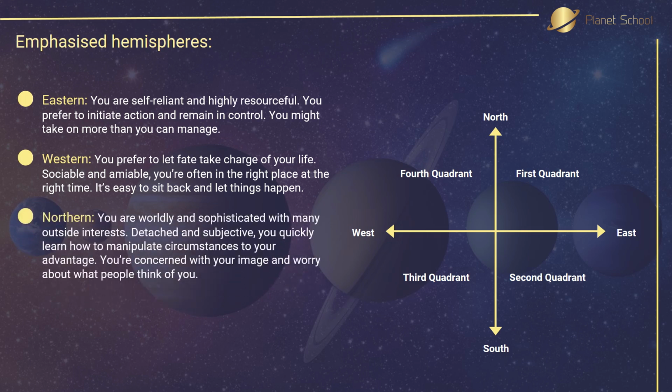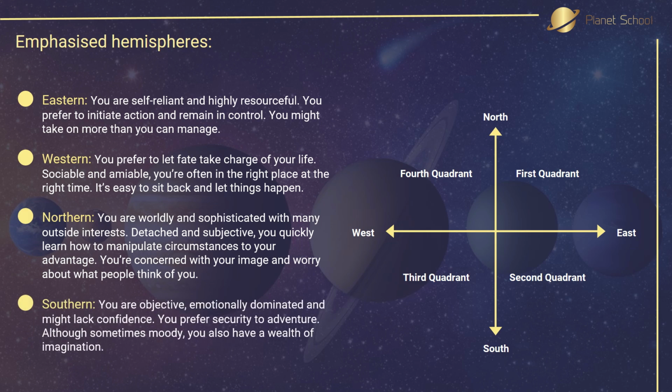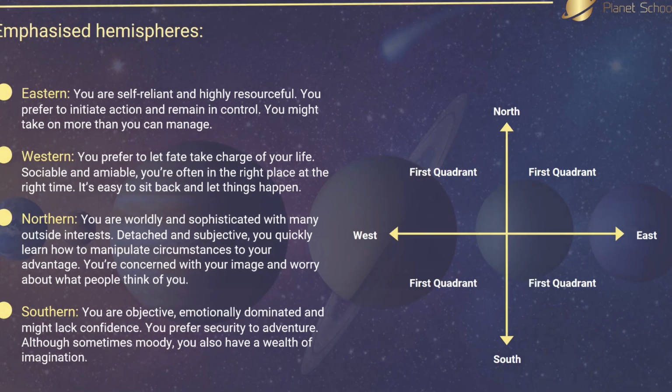Northern. You are worldly and sophisticated with many outside interests. Detached and subjective, you quickly learn how to manipulate circumstances to your advantage. You're concerned with your image and worry about what people think of you. Southern. You are objective, emotionally dominated and might lack confidence. You prefer security to adventure. Although sometimes moody, you also have a wealth of imagination.